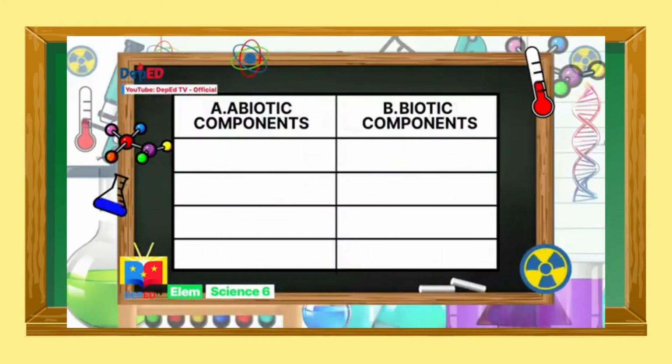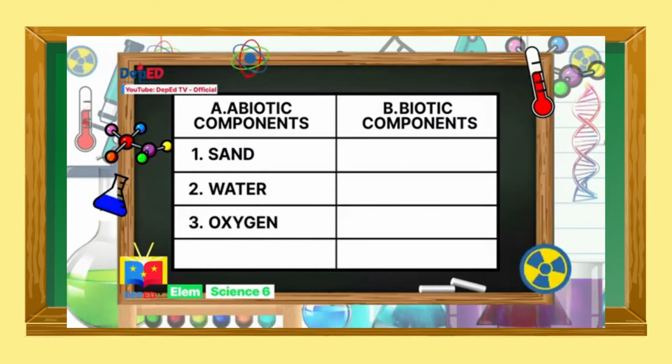Let's first list the abiotic components found in the coral reef ecosystem. We will put our answers in column A, abiotic components. Very good! The first abiotic component found is sand. The second abiotic component found is water. The third abiotic component is gas, like oxygen.